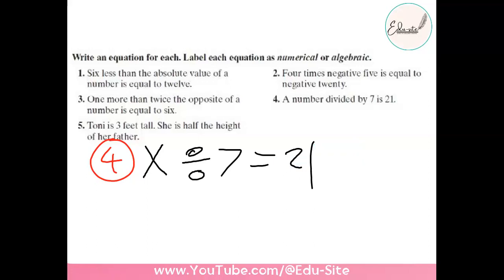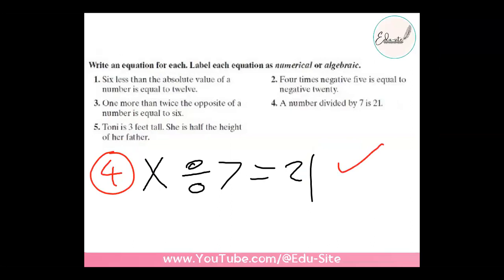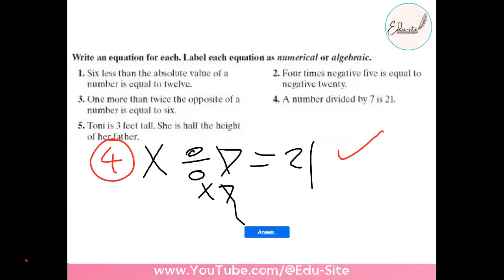Excellent. This is right, mashallah. Can you please find the value for x? It's quite easy, try it out. X is equal to 21 times 7. What is 21 times 7? Just this multiplication, 21 into 7 is 147. Yes, excellent. That's great.